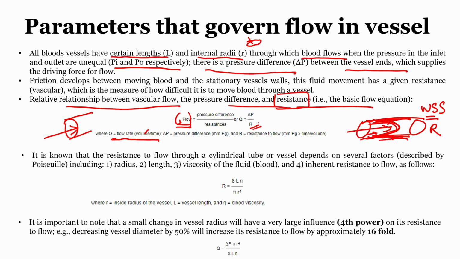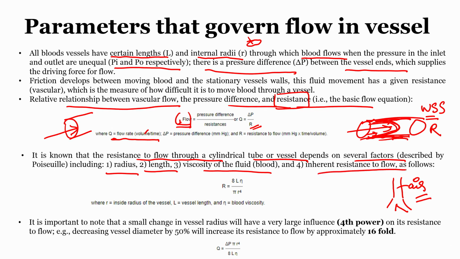Now, it is known that the resistance to the flow through a cylindrical tube depends on several factors. One, we have already considered length as one parameter, radius, viscosity of the fluid, here it is blood, and in case you are considering an airway channel or the tracheobronchial tree, then you will have to consider the viscosity and density of air as a medium. So, the medium plays an important role in the inherent resistance to the fluid flow.